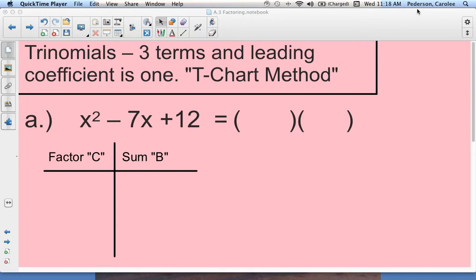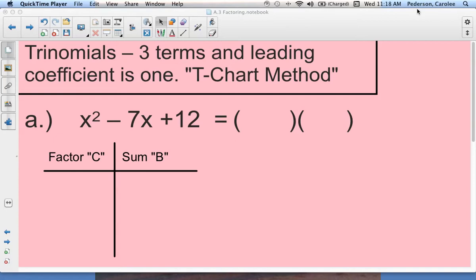This video is on factoring trinomials. So tri means 3 terms, and the leading coefficient is 1. I call this the T-chart method or chart method. When you get better at factoring, you can skip showing the work on the chart.